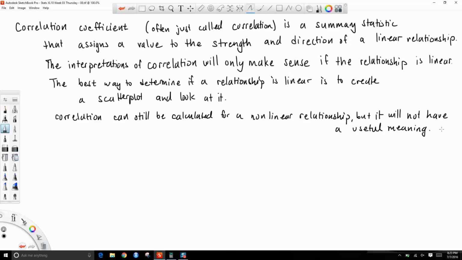Okay. So the symbol for correlation is R, kind of like relationship. Okay, and R can take on any value between -1 and 1. So -1 is less than R, which is less than 1, so R can be any value between -1 and 1.